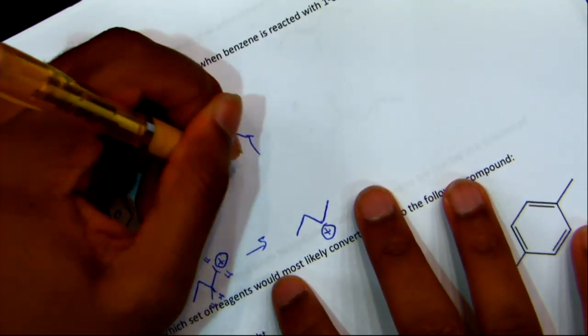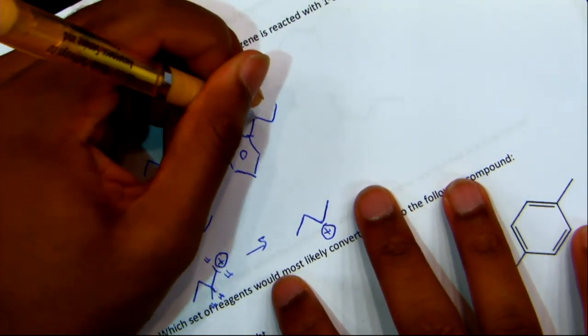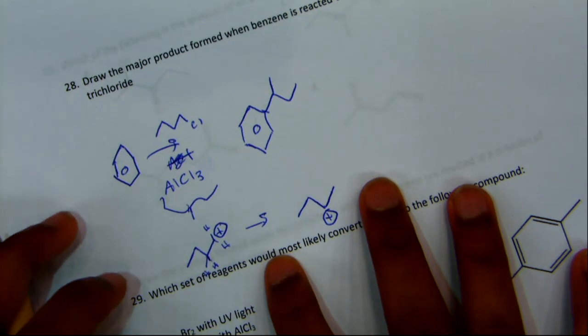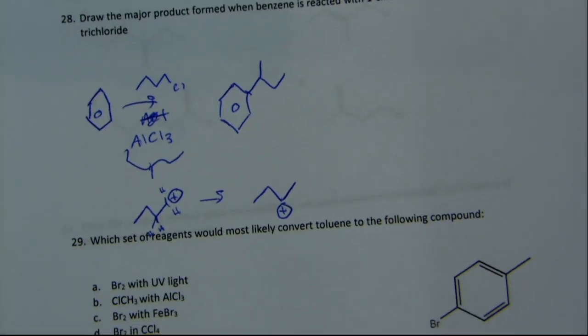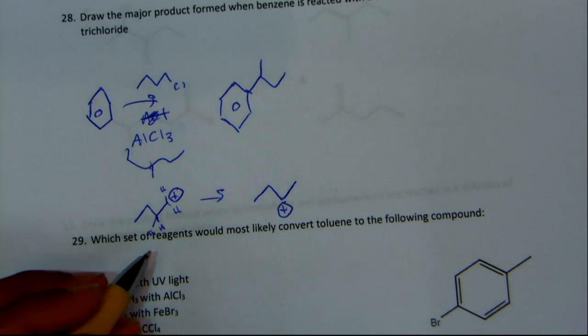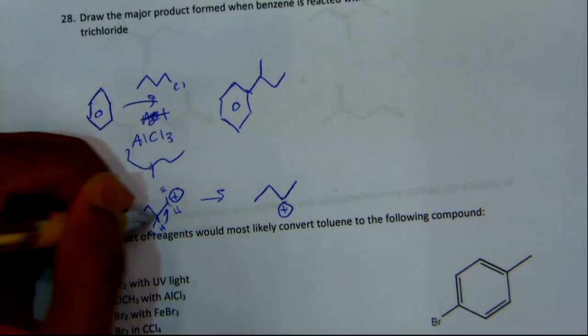So whenever I see a carbocation, let's definitely draw that rearrangement, or draw it out so you can see if there is a rearrangement. Oh yeah, sorry, I kind of did it in the corner. Yeah, so hydride shift, hydrogen there. Okay.